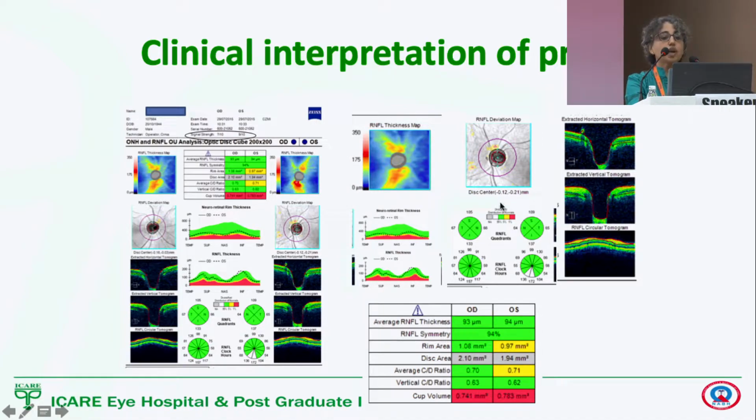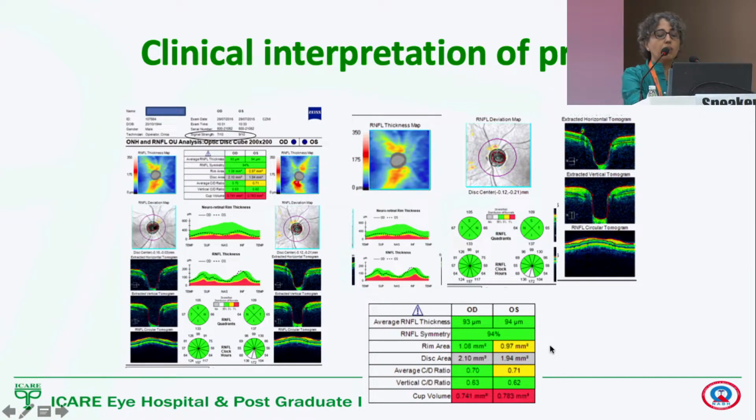So here you can see it's getting flagged in red, but it might be just normally a very deep cup in a patient, because you can see how healthy the nerve fiber layer is looking over here. There is no deviation in the deviation map. The neuroretinal rim is all healthy, and so is the double humped pattern of the RNFL thickness. All your averages seem to be fitting well. Your average thickness is healthy.